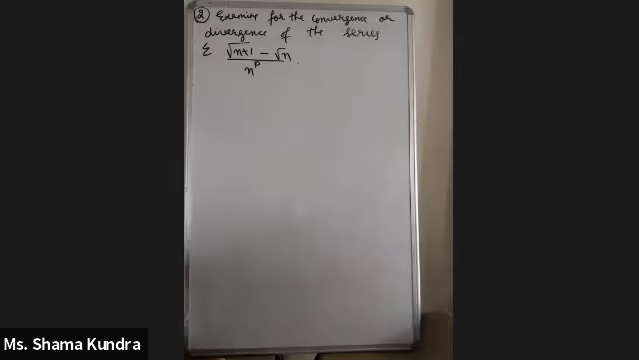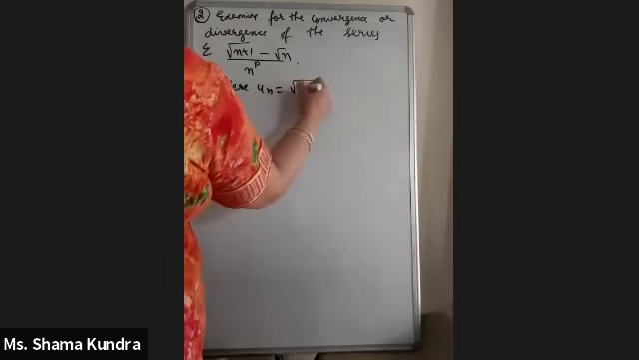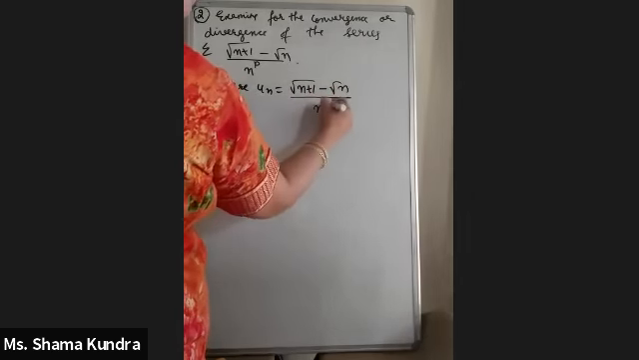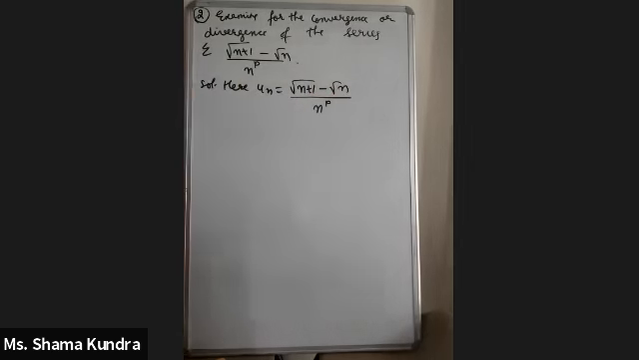Here see, un is directly given. The series is not in expanded form like u1 plus u2 plus un. So un is directly given, so no need to find the value of un. So here un is square root of n plus 1 minus square root of n upon n raised to power p.